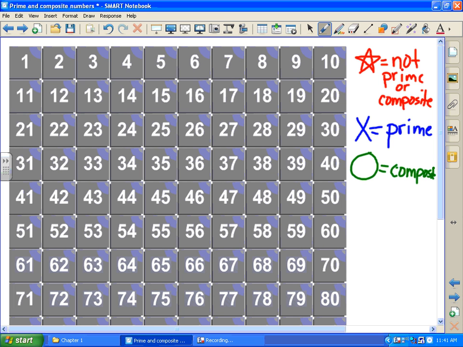So here we go. We learned when we were taking our notes, first of all, that 1 only has one factor, so it's not prime or composite. So on number 1, put a star. Red means yes. The star with the red.